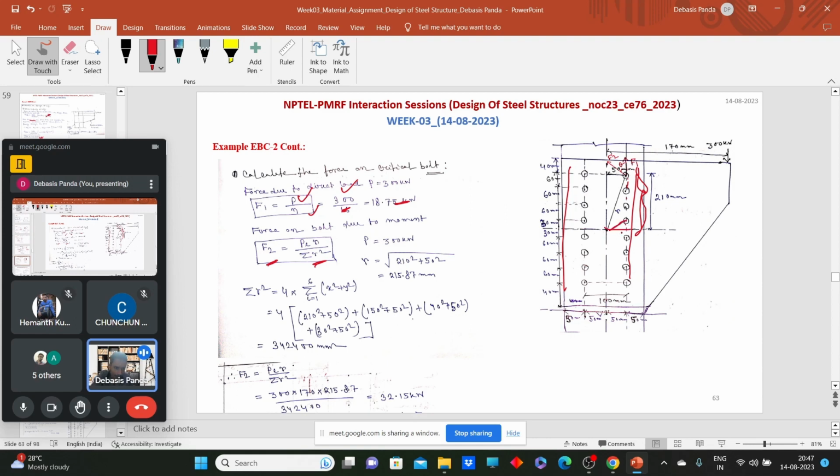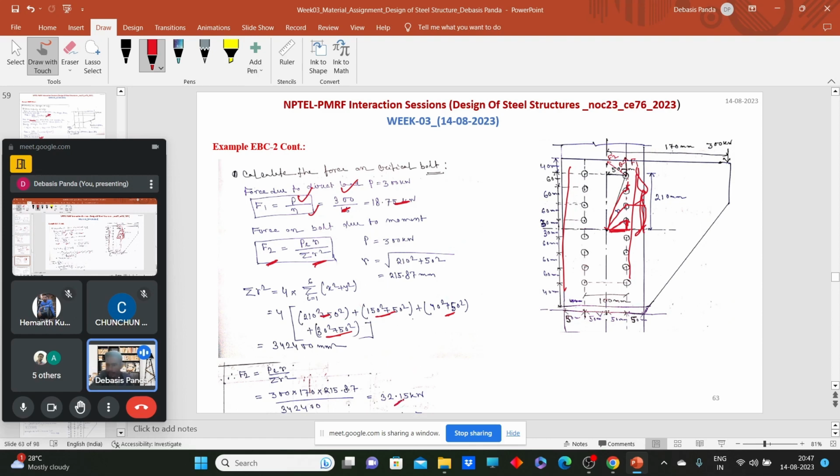For this first bolt, this X is, say for example, 50 mm, and this one will be half of 60, that means 30. So this is 50 square plus 30 square. Now for the second bolt, 50 square plus, what is that distance? 60 plus 30, 90. Now for this bolt, what is the R? This X is constant, 50, and for the Y value we add one more 60, so 150 square, and for the extreme bolt we'll have 210. So this way we can calculate the F2 force.